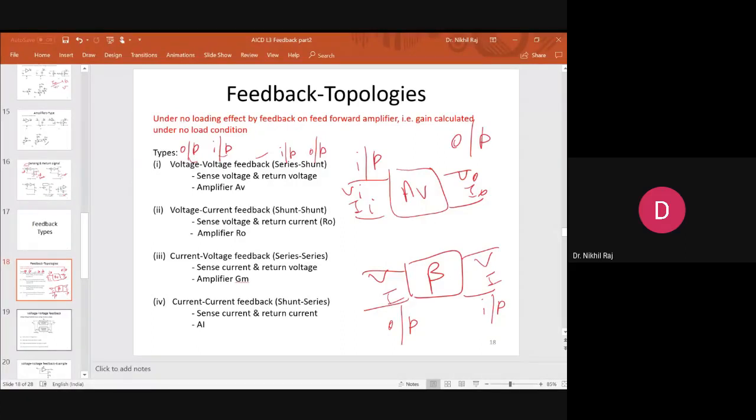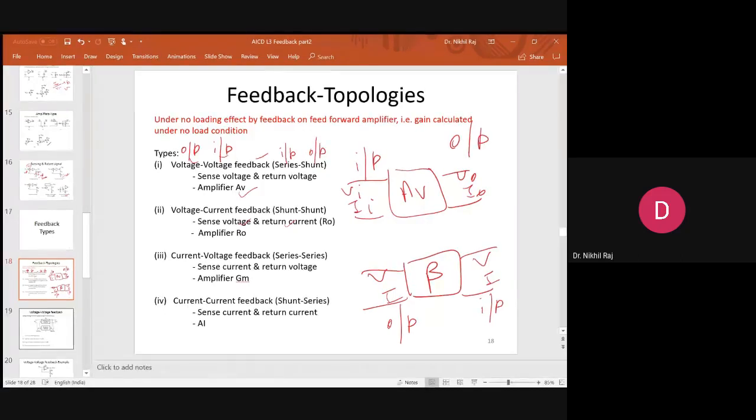So one by one, when we go through this feedback network, we'll see what this series shunt actually means. The second type of configuration is voltage current feedback, also known as shunt configuration. This means it will sense the output voltage and return the current to the amplifier. Since in the first case it is voltage, the ratio is dimensionless, so the voltage gain is given by AV. In the second case it is voltage to current, so the ratio is V by I, that is R naught. So I have named the amplifier gain R naught.